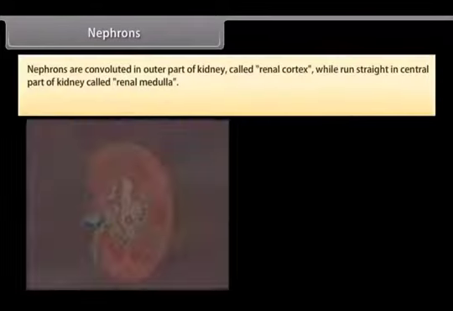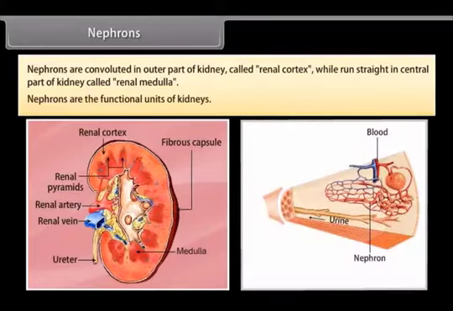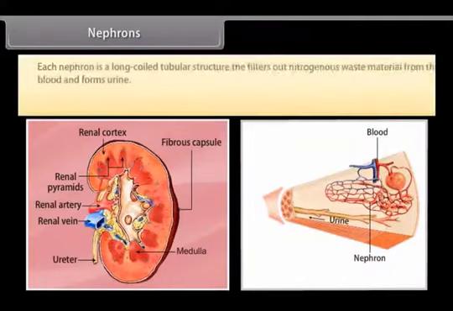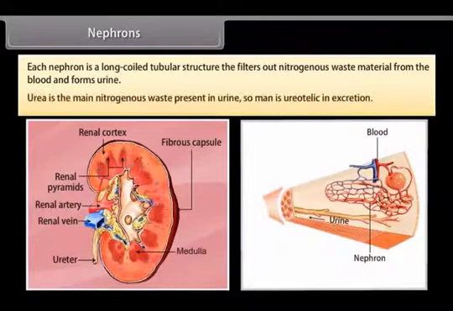Nephrons. Nephrons are convoluted in the outer part of kidney called renal cortex, while running straight in the central part of kidney called renal medulla. Nephrons are the functional units of kidneys. Each nephron is a long coiled tubular structure that filters out nitrogenous waste material from the blood and forms urine. Urea is the main nitrogenous waste present in urine, so man is ureotelic in excretion.